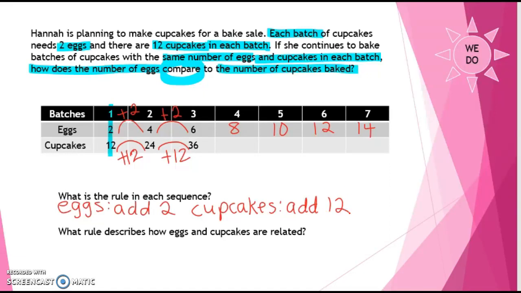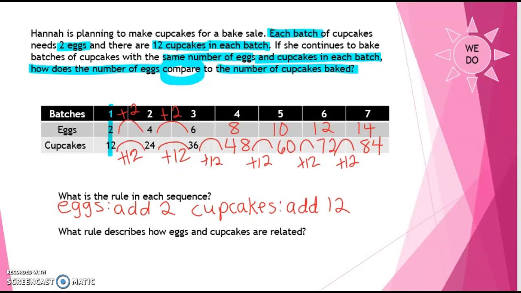Okay, that's a sequence rule. Now we need to know what rule describes how eggs and cupcakes are related. Okay, well the first thing we need to do is we need to finish the pattern of cupcakes. So if we have 36 plus 12 more cupcakes, that gives us 48. And if we want to have 12 more, that was add 12. And we're going to do the same thing again. We're going to add 12, which is going to give us 60. And we're going to add 12 again, which is going to give us 72. And we're going to add 12 again, which is going to give us 84.